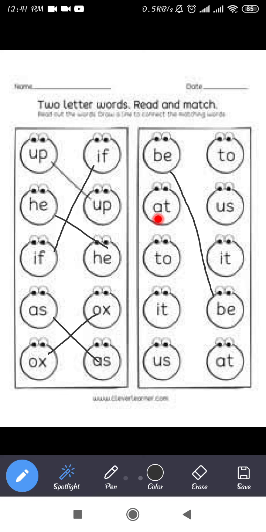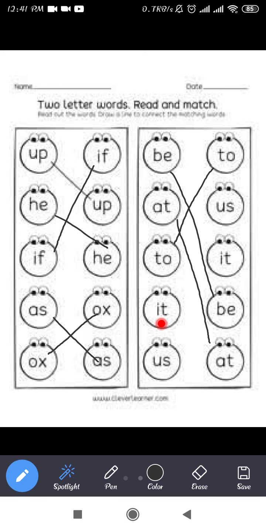Then O-X, ox. So here it is O-X, ox, so match these two-letter words. Next, here it's B-E, be. So where is it? Here it is at the fourth position, right? So match them. Next A-T, at. So where is it? Here at the last position, so match A-T, at. Right. Next T-O, to. So here in the second column T-O, to is at the first position, so match these two words.